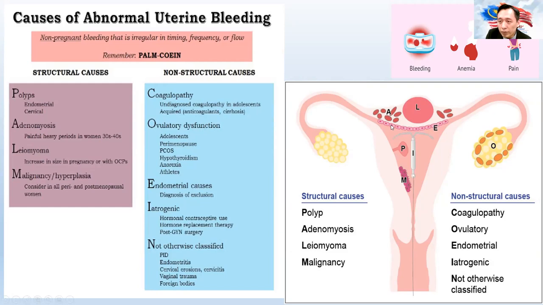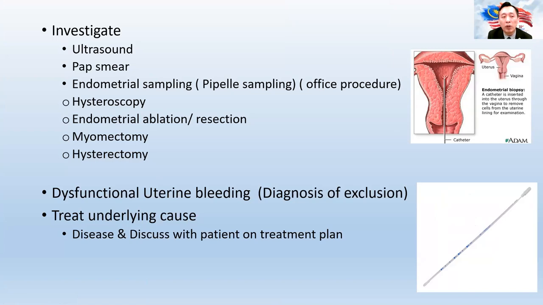So how do you investigate? Ultrasound. Ultrasound is very important if you want to manage gynecological disease in a GP setting. You can do a pap smear to rule out cervical cancer. Ultrasound can rule out fibroid, endometrial polyps, even ovarian cysts. If you're above 40 years old, I encourage you to do endometrial sampling or Pipelle sampling at your office. If the Pipelle sampling is normal, you can rule out endometrial cancer. Then with this patient, you can wait. You can refer this patient later and see how is the response. If the patient responds well, you can keep it at your clinic. If it doesn't respond well, then you should refer the case.